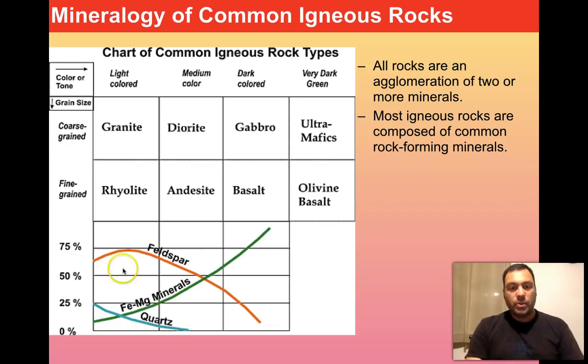So when we start looking at the minerals, let's start up here actually. Light-colored rocks that are coarse-grained, remember, the ones with the big crystals. In this case, the light-colored one would be a granite.